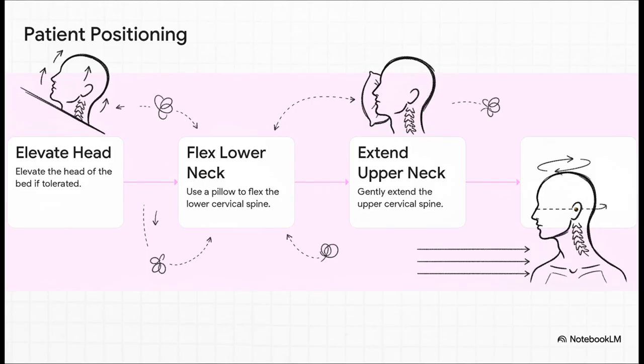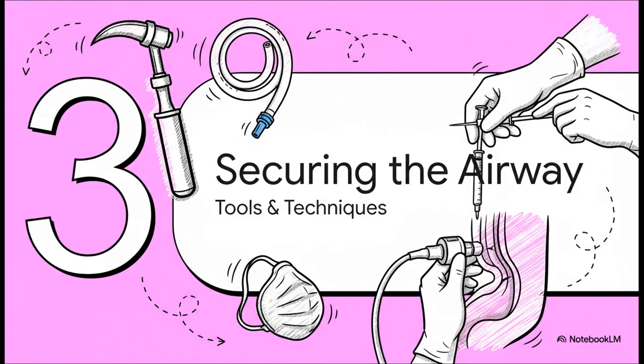You elevate the head, flex the lower neck, extend the upper neck, all to line up the airway axes. And here's your key landmark: the patient's ear hole should be level with their sternal notch. Okay, the patient has been assessed, positioned, and pre-oxygenated. Now it's time for the main event: actually securing the airway. Let's get into the tools and techniques.